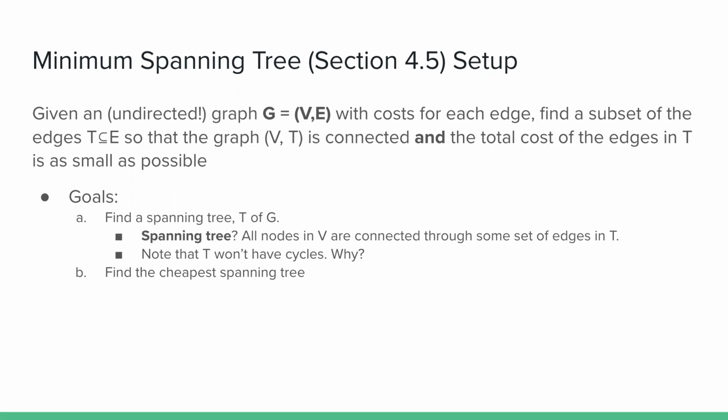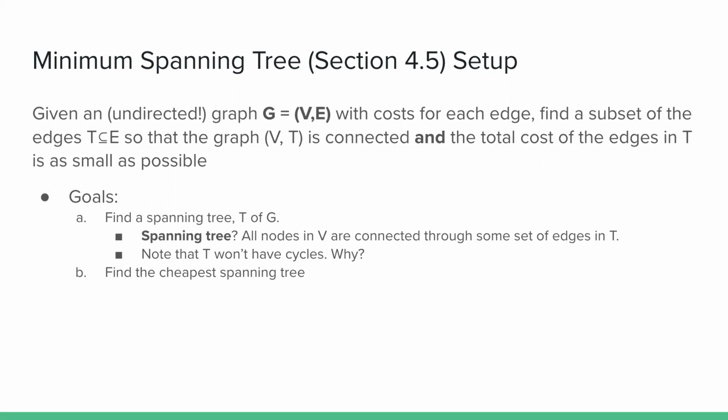And the total cost of the edges in T is as small as possible, right? So we assume that each edge e in E has some cost associated with it. We want to minimize the total cost that we have that still spans the tree, right? Does anyone intuitively understand why such a connected component wouldn't have any cycles?